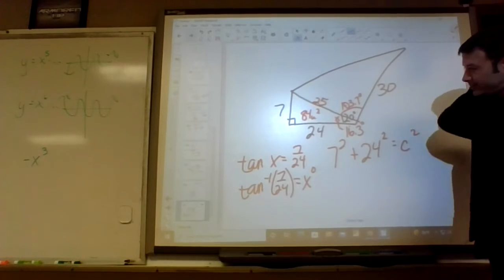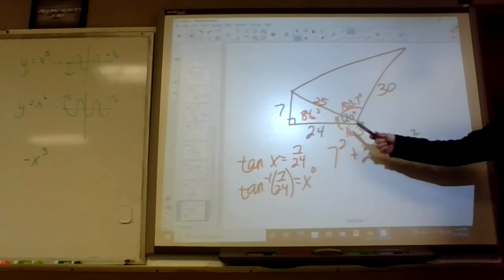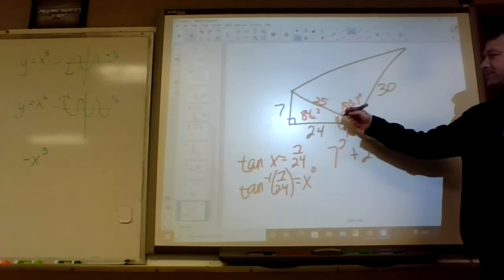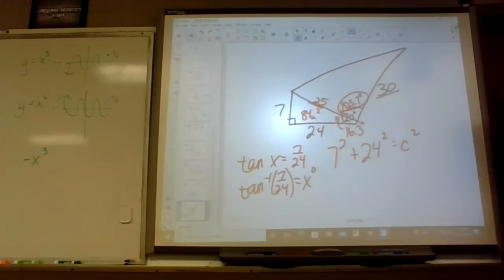Now we can just get the area with that, right? Use the area formula. Got side, angle, side. Josh, what'd you get? 364, 130. Yes.